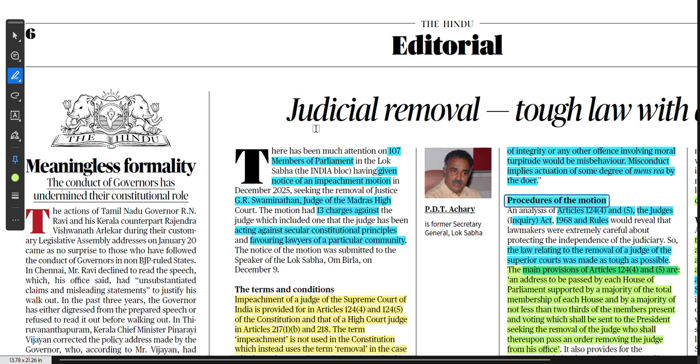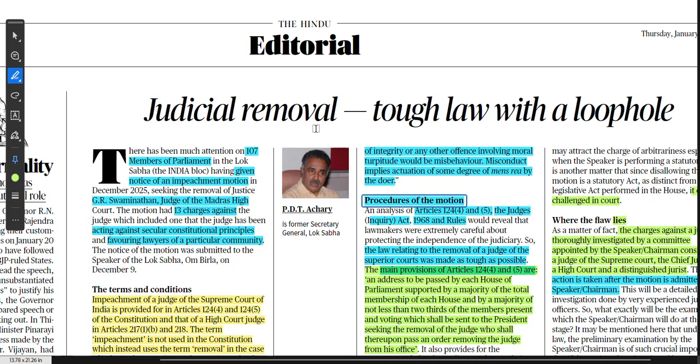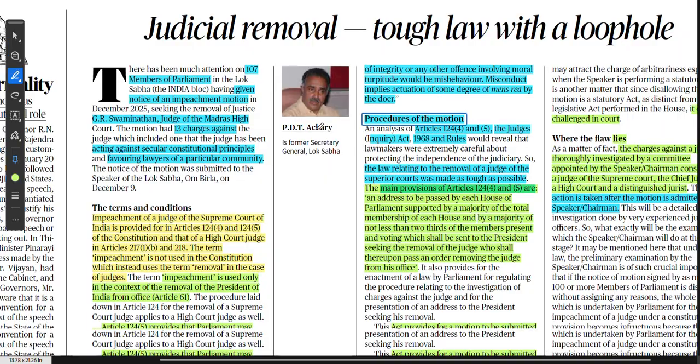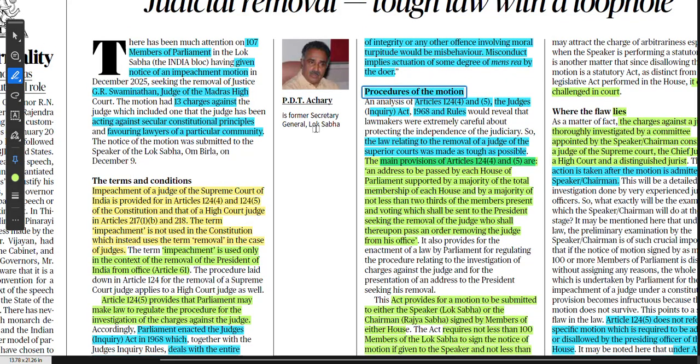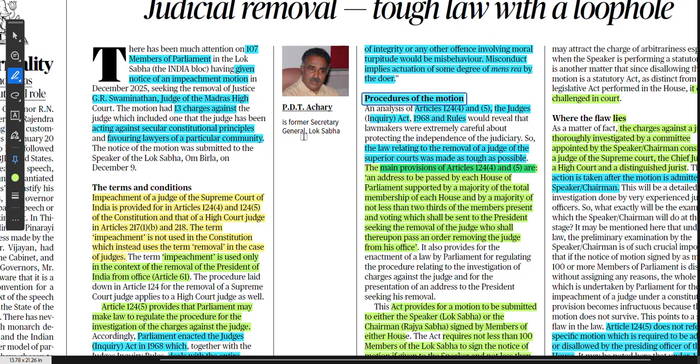The title of today's editorial is Judicial Review: Tough Law with a Loophole. It has been written by a prominent writer, PDT Acharya, who is a former Secretary General of the Lok Sabha. Now, what has happened is that 107 members of parliament in the Lok Sabha, all of them from the India bloc, which is an opposition party in India, have given a notice of an impeachment motion in December 2025, seeking the removal of Justice G.R. Swaminathan, a judge of the Madras High Court.